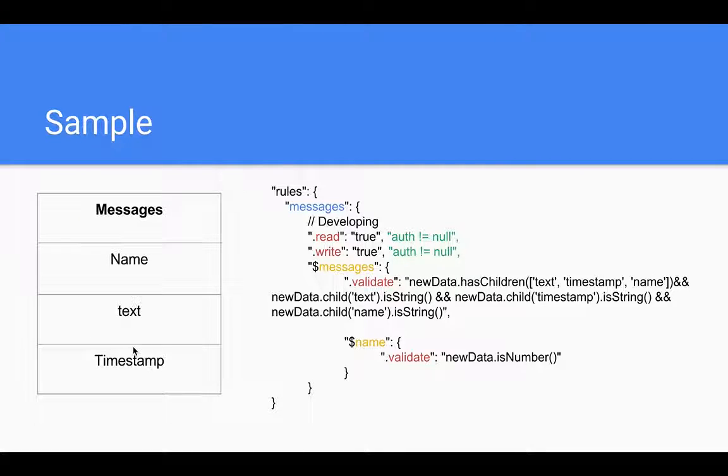I mean, it's not confusing, but it just goes back and forth. Also, I want the values of these child nodes to be a string for the name, a string for the timestamp, and a string for the text. Further down, I want the name to be a number. Oh, yeah, that doesn't make sense, because I'm telling them that it needs to be a string before that, and then I'm telling them that it needs to be a number.